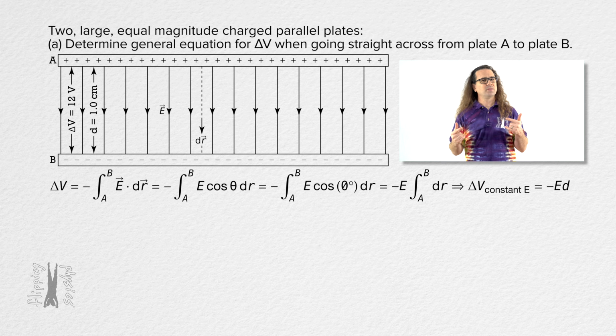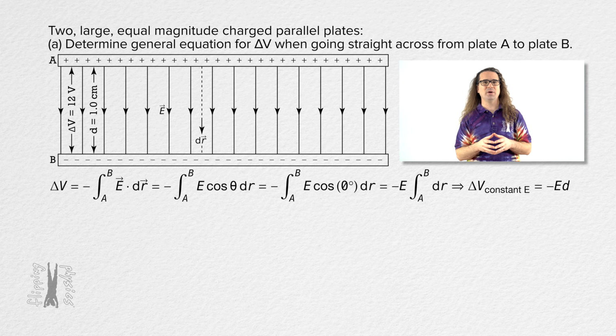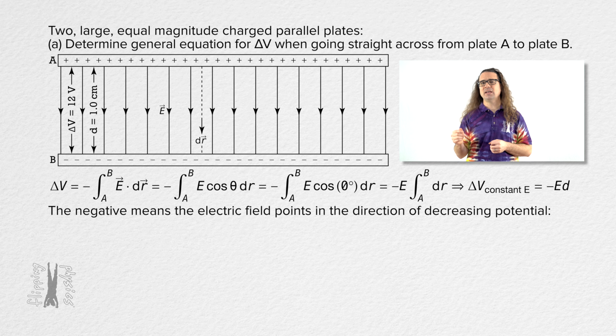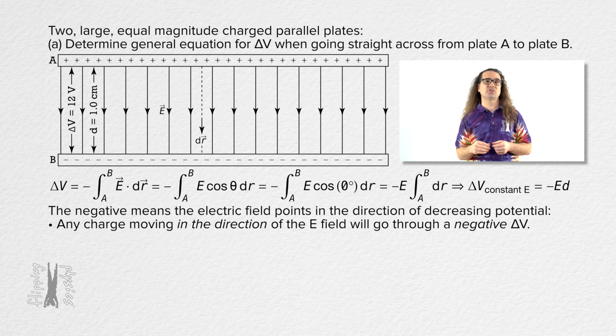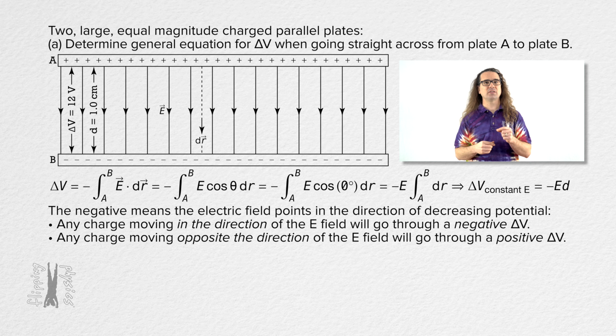Thank you, Billy. This is a good time to discuss the negative in the electric potential equation. The negative means the electric field points in the direction of decreasing potential. In other words, a charge moving in the direction of the electric field will go through a negative potential difference, and a charge moving opposite the direction of the electric field will go through a positive electric potential difference.